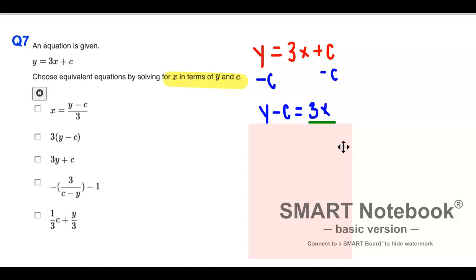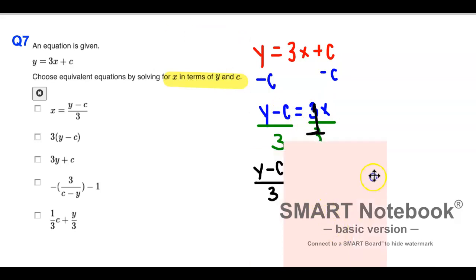Now remember, 3x, that's 3 times x, and the inverse of multiplying by 3 would be to divide by 3. So we're going to divide both sides of the equation by 3. When we do that, y minus c, we're dividing that whole quantity by 3 on the left, and on the right, 3 over 3 makes a giant 1. So we get y minus c, that quantity divided by 3, is equal to x. So the correct answer here, one equivalent equation, would be A.